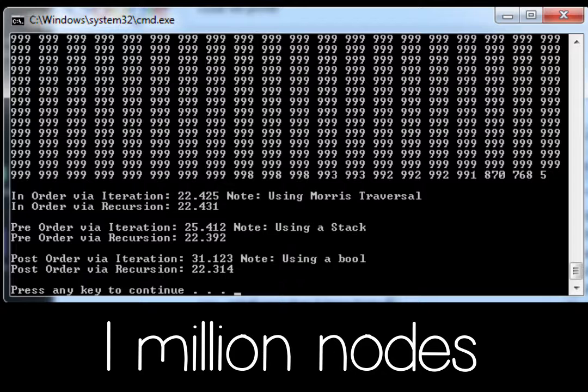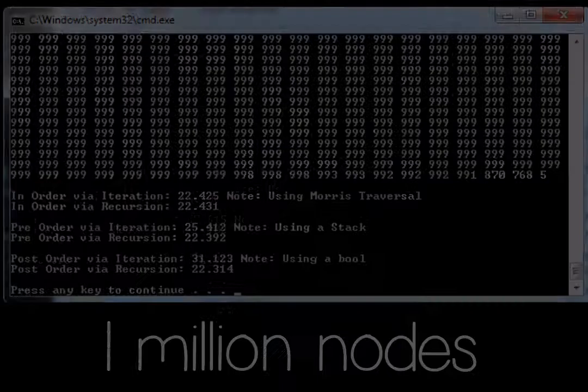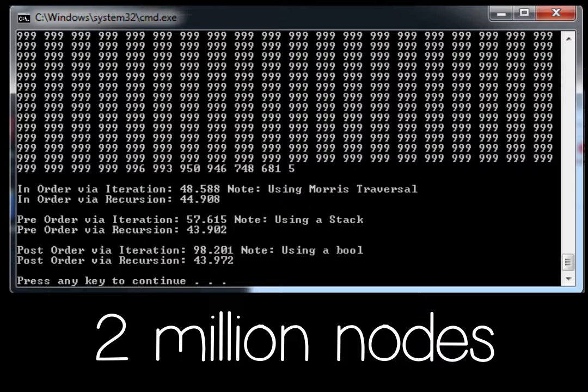The closest iteration is getting to beating recursion now falls in the hands of Morris traversal, which is actually beating recursion by a fraction of a second. Let's make a 2 million node tree and see what happens. And Morris traversal is lagging behind by about 4 seconds. The stack function is about 15 seconds behind, and I don't even want to talk about the bool function.